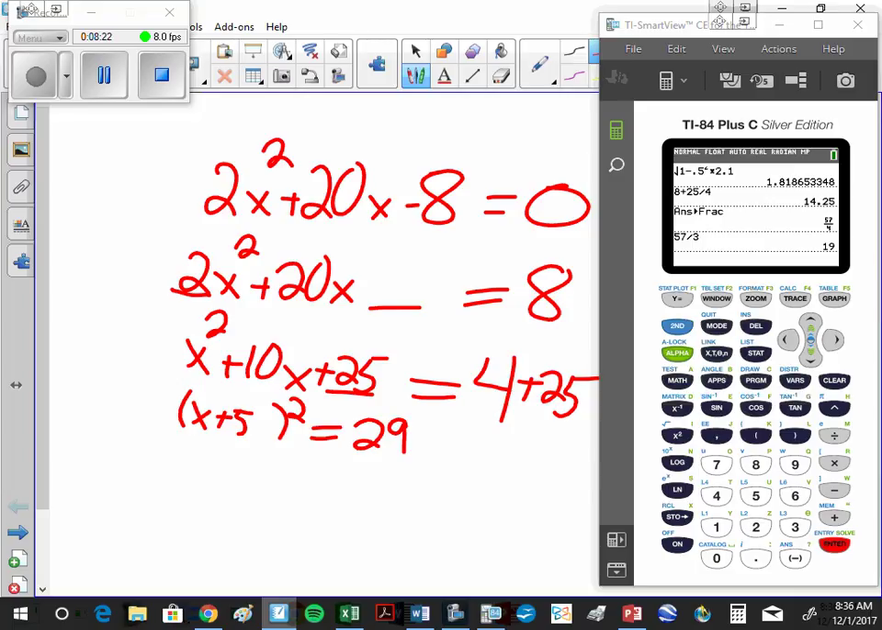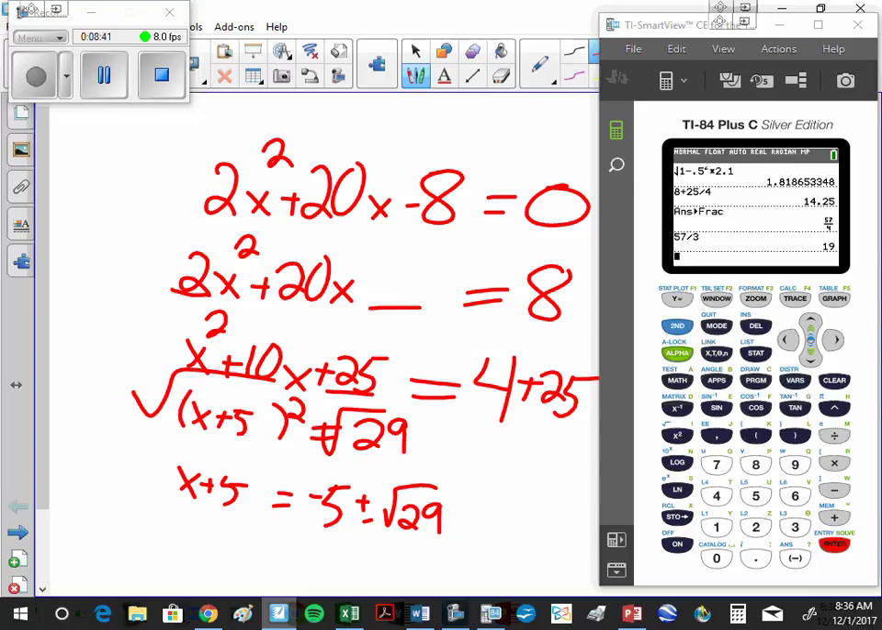Take the square root. X plus 5 equals plus or minus the square root of 29, and I subtract that 5 over. Does 29 simplify? 29 is prime. It doesn't have any factors, so that's it.